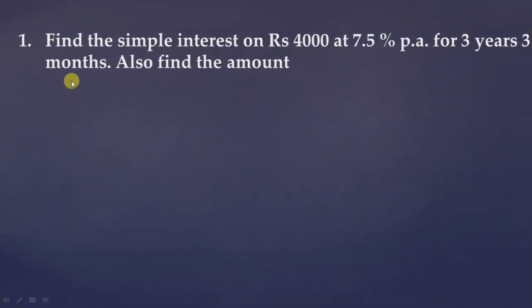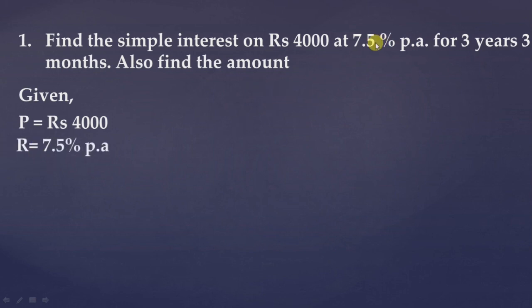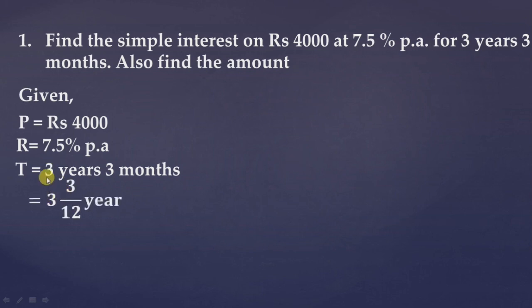Okay, problem number 1. Find the simple interest on rupees 4,000 at 7.5% per annum for 3 years 3 months. Also find the amount. Given principal is equal to rupees 4,000, rate of interest is equal to 7.5% per annum, time is equal to 3 years 3 months. Here we have months, so first we need to convert the months into years. So 3 years, and 3 divided by 12 becomes years.